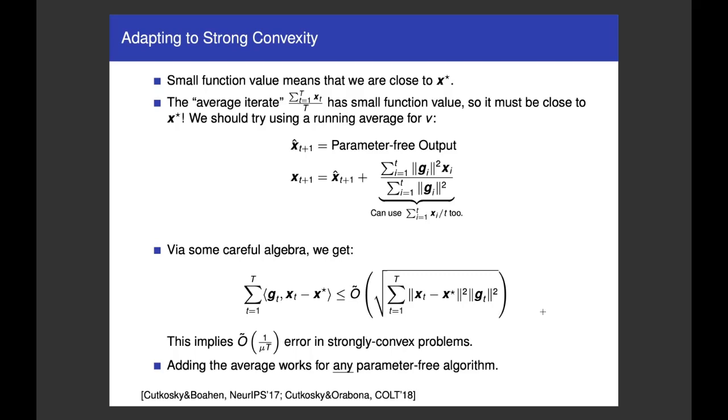This works for any parameter-free algorithm. We're really only relying on the fact that we had smaller regret when we're close to the origin. That's all we really needed here. Not only that, the algorithm actually is independent of mu in some sense, right? We didn't actually need to take mu as an input. It just shows up magically in the analysis.